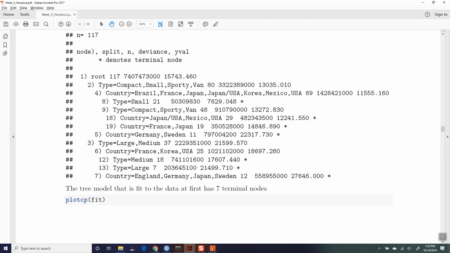First it splits between compact, small, sporty, and vans in one category, and then it puts large and medium in the other, okay? So this is the first level split. Then it further split the compact, small, sporty, and van cars into cars that came from Brazil, France, Japan, USA, Korea, Mexico, and USA.